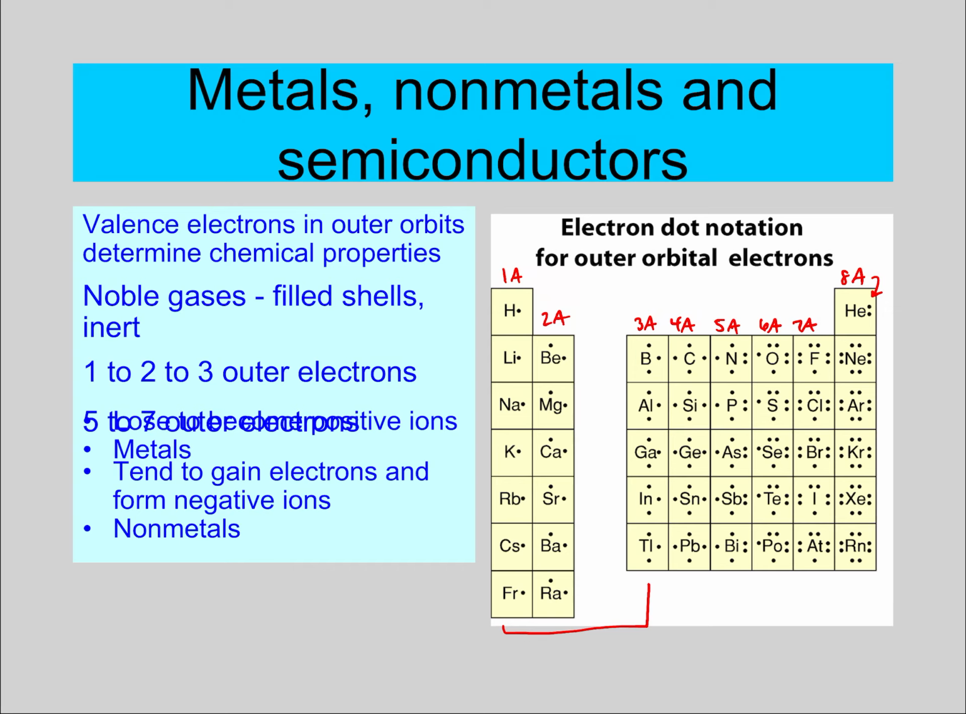The noble gases, we said, have the filled shells, they're inert. If the elements have 1 to 2 electrons available, they are going to want to lose their electrons. We call these metals. If the elements have 5 to 7 outer electrons, they're going to want to gain. And we call these nonmetals.